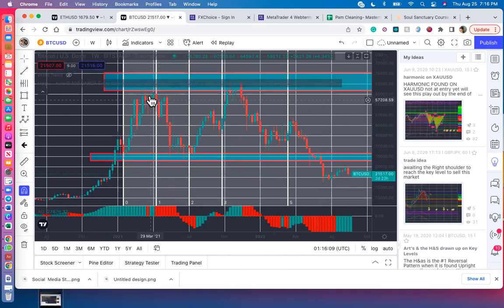So notice right here, this rejection off of here. You would have got in. We're on the week, remember? So that is a huge, huge drop. This time told us right here that we're going to get a drop. That's just time. Again, over here, we basically have a hanging man right there, and she's ready to go up.